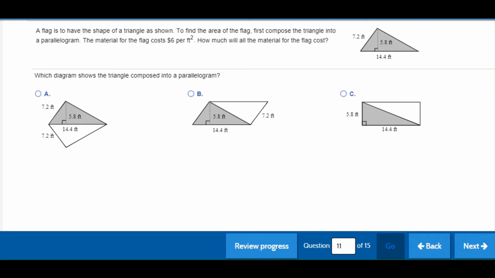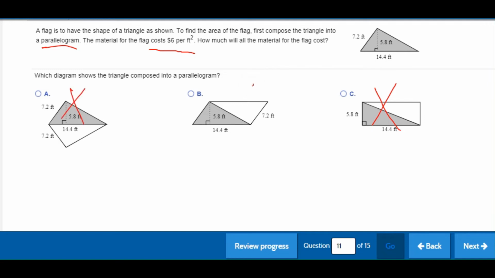So you have to make sure you pay attention to this part right here, because you have to find the area and then you have to multiply it by 6, because each square foot costs $6. But first we have to figure out which figure this is. So it formed a parallelogram. I can already eliminate 2 of these answer choices because it's not a parallelogram. This is not a parallelogram. This is not a parallelogram.